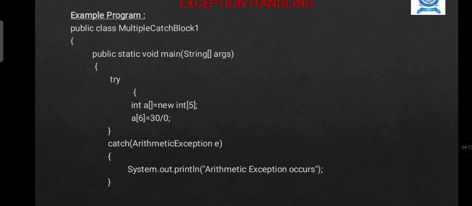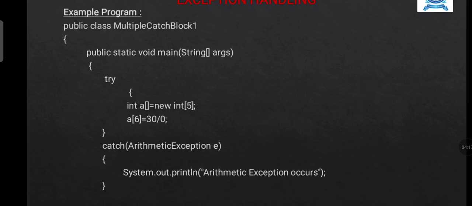We are declaring an array with the size 5. After that we are trying to get a value for the array with index 6. This is actually an error. Our array index may vary only from 0 to 4, since the size of our array is 5 elements. So we are trying to modify the 6th index, and it leads to an array index out of bound error. Also, on the right hand side we are doing an arithmetic operation, 30 divided by 0, which could also lead to an arithmetic exception.